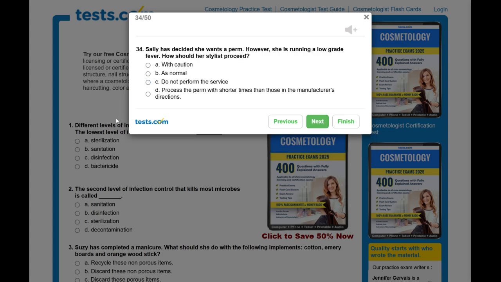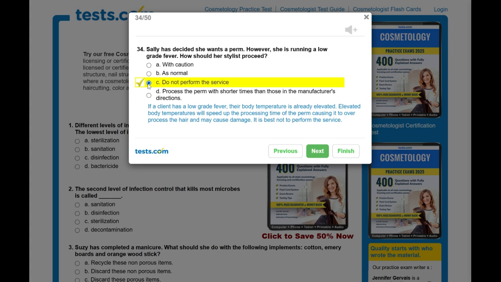Question 34. Sally has decided she wants a perm. However, she is running a low-grade fever. How should her stylist proceed? A. With caution. B. As normal. C. Do not perform the service. D. Process the perm with shorter times than those in the manufacturer's directions. C. Do not perform the service.